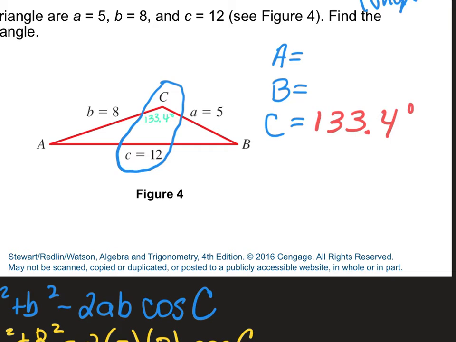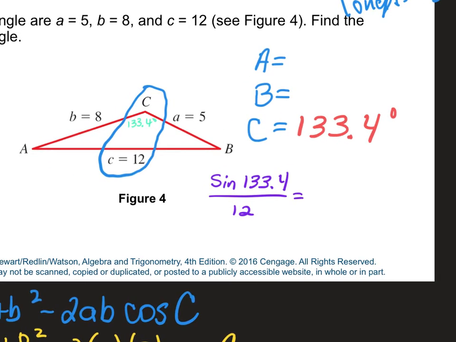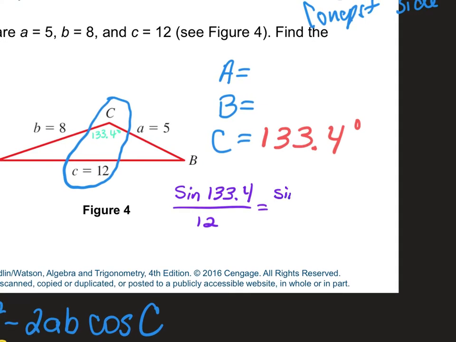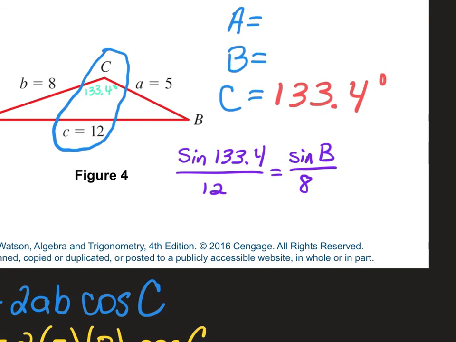Yep, law of sines. So I'm going to say the sine of 133.4 over 12 equals whichever side or angle you want to find. I'm going to find B. So I'm going to say sine of B over 8. Now we'll cross multiply. We have 12 times the sine of B equals 8 times the sine of 133.4.